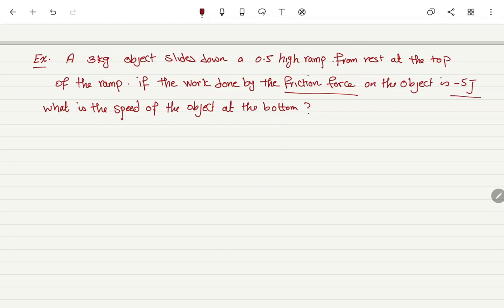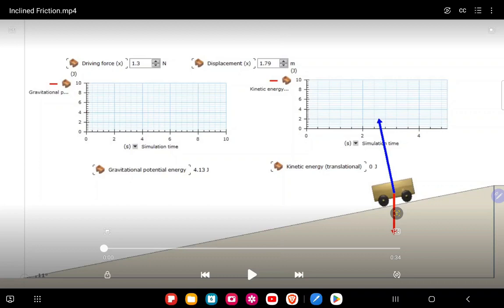Before going through this example, let's have this model. Now in this model, a cart is located at the top of the ramp, starting from rest. The initial kinetic energy is equal to 0, and the only energy we have here is gravitational potential energy, equal to 4. Now right at the bottom, as we mentioned in the previous example, without friction, the kinetic energy has to be 4 and the gravitational potential energy has to be 0. But since we have frictional force here, things will be a little bit different. Now let's see what's going to happen here.